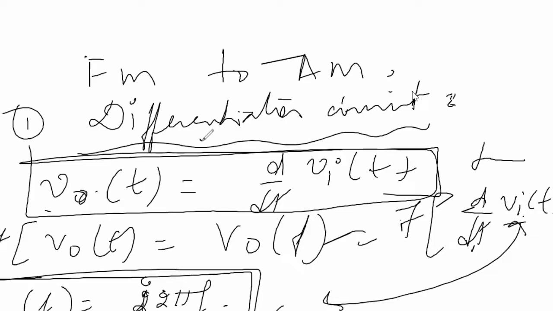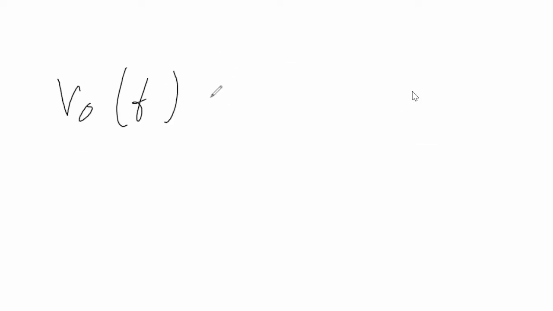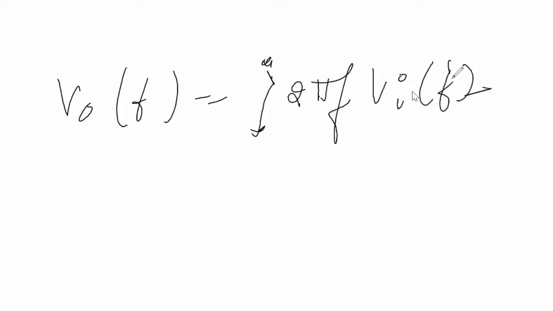In time domain, the relationship of differentiator says that V out is equal to d by dt of Vi of t. In frequency domain, the relationship says that V0 of f is equal to j2 pi f into Vi of f. Both are the relationship of the same differentiator, one in time domain, another in frequency domain. So we are taking this frequency domain expression into consideration.